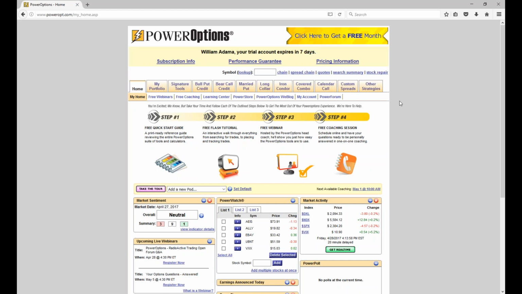All right, so ladies and gentlemen, here we are at the PowerOptions page. What we're looking at here is a basic trial account for those of you that are just getting started. I do encourage you, of course, to use the 4 steps that are outlined here. You can download that quick free start guide to introduce you to the tools and how to walk through them. There's a few flash tutorials that are set up for you.